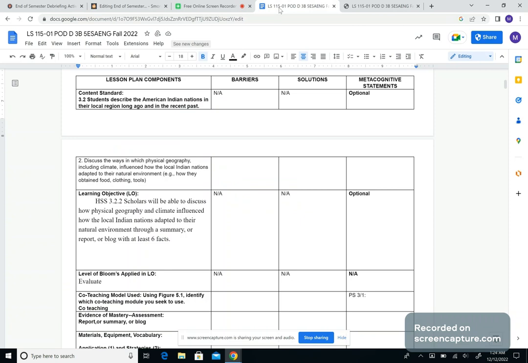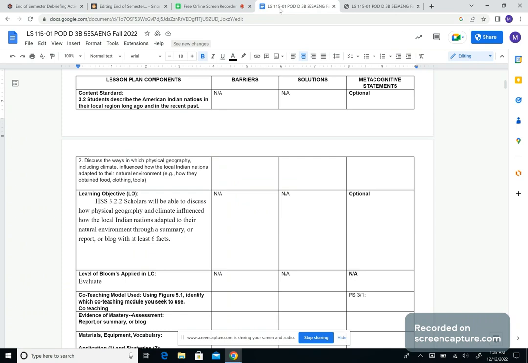And that was section 2. Discuss the ways in which physical geography, including climate, influenced how the local Indian nations adapted to their natural environment, how they obtained food, clothing, tools, etc. Our learning objective, HSS 3.2.2: Scholars will be able to discuss how physical geography and climate influenced how the local Indian nations adapted to their natural environment through a summary or report or blog with at least 6 facts.